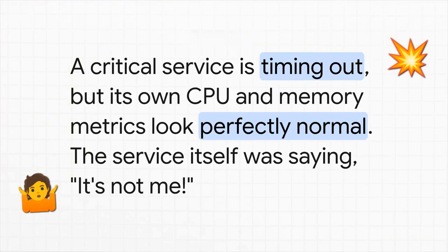Now, this was another one of those situations that just makes no sense at first. A really critical service was failing. Requests were timing out all over the place. But when the team looked at the metrics for that service's container, its pod, everything looked great. CPU was low, memory was stable. The service itself was pretty much screaming, "Hey, it's not me."